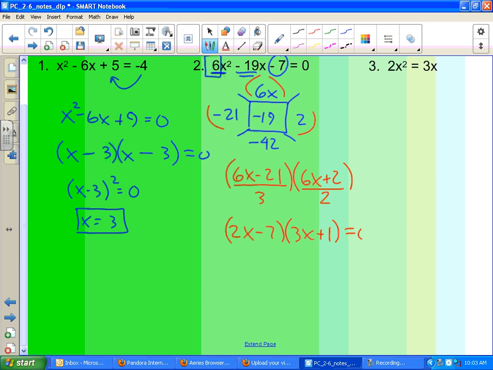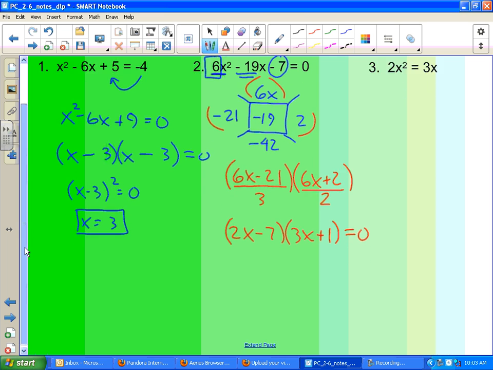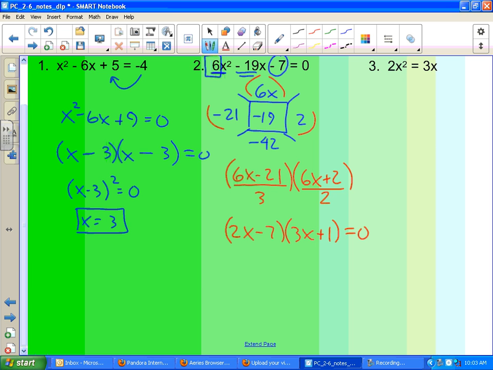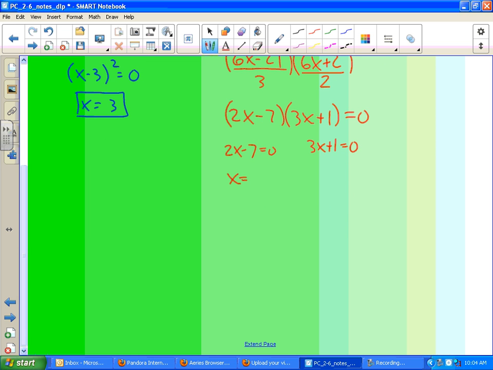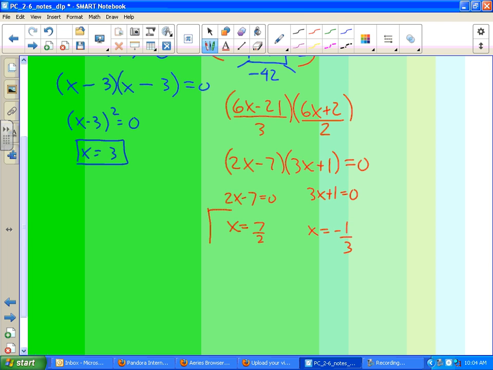And now this would be equal to 0, because that's what 6x squared minus 19x minus 7 actually looks like in factored form. And then my zero product property, set each of them equal to 0, and we get our two values. X is equal to 7/2, and x is equal to -1/3.